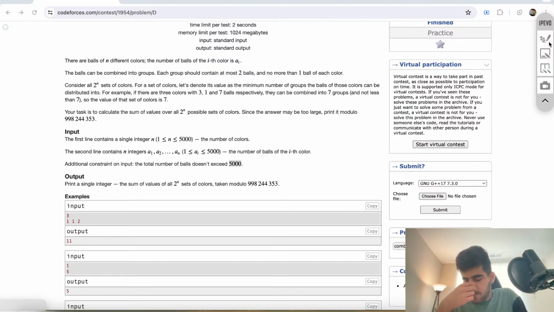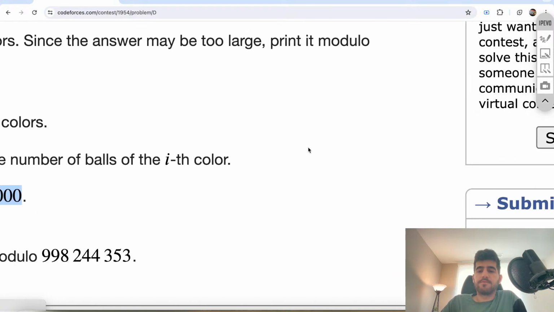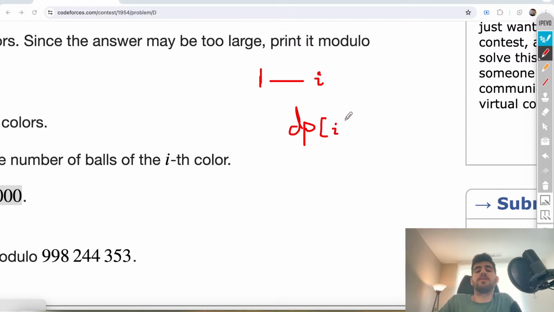What will be the formula for dp of i and j? dp of i and j means that we only consider colors 1 to i, and a subset of them is chosen. dp of i and j shows in how many ways I can choose a subset of them such that the sum of those a_i's is exactly equal to j.